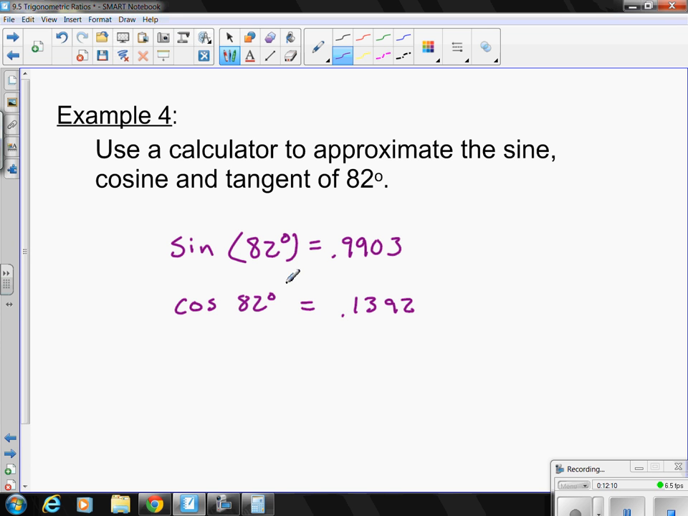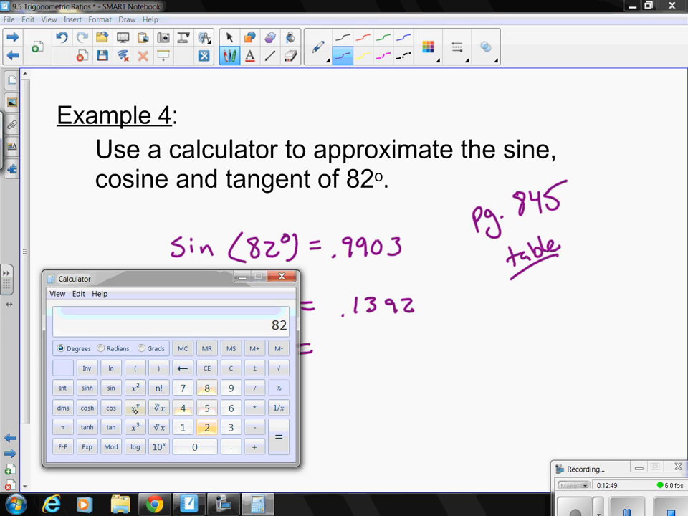Now, if you don't have a calculator to do this, in the back of your book on page 845, there is a table with this all listed out. So if you don't have a calculator, you can use the table, but it's just a lot more work. Somebody took the time to measure this all out and figure all these ratios out so that we can solve more advanced problems. And lastly, the tangent of 82 degrees.